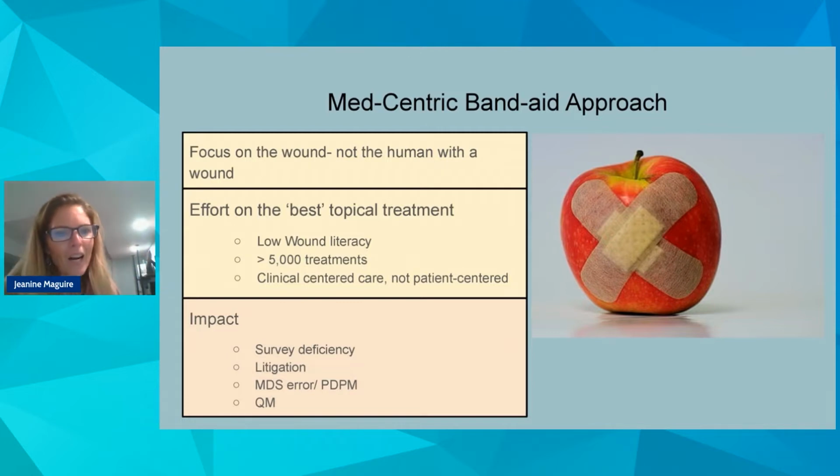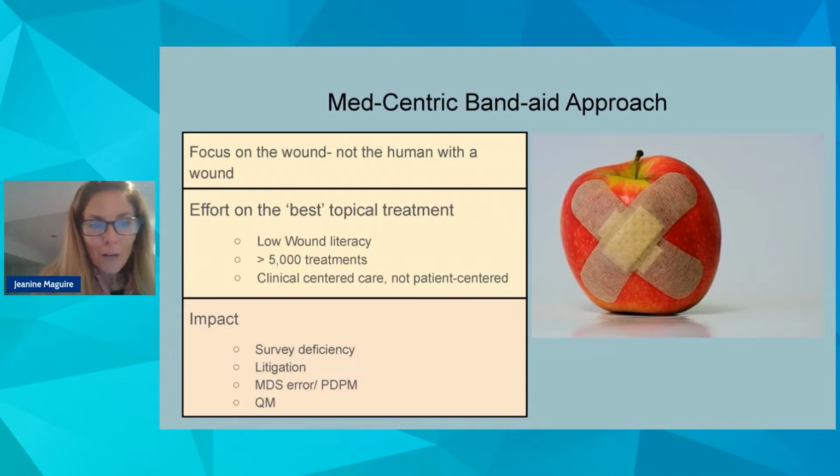The impact of this med-centric approach is survey deficiency. It does not appear that we're doing a whole lot better in this area. Same with litigation. Errors on MDS, if you're in long-term care, that could impact your reimbursement or PDPM. And also the quality measures that specifically look at pressure injuries. And I always wonder, are they actually really pressure injuries?